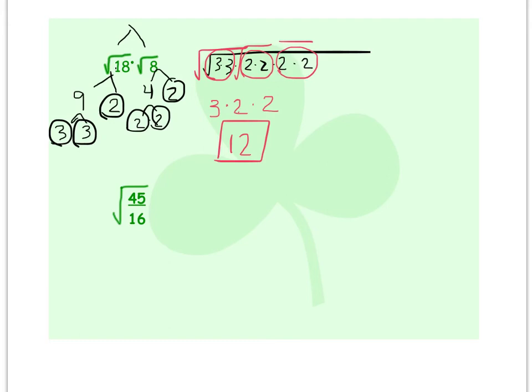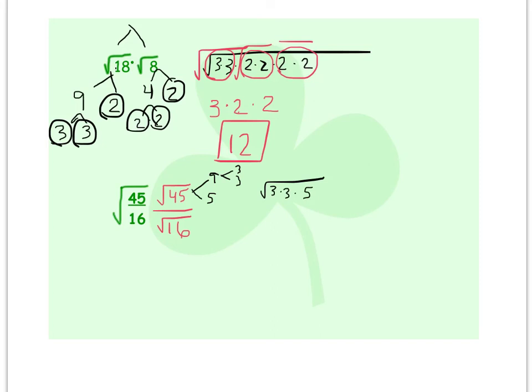Last problem, a fraction. I can find the square root of each number individually. What is the square root of 45, and what is the square root of 16? I don't know the square root of 45, so I'll make a factor tree. 45 is 5 times 9, and 9 is 3 times 3. So I'd end up with the square root of 3 times 3 times 5.